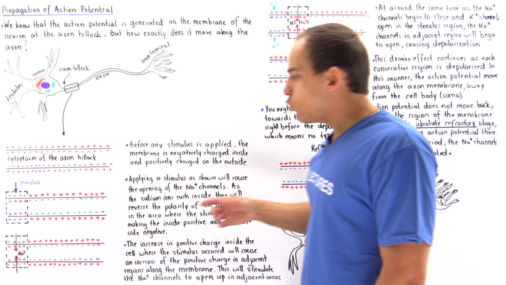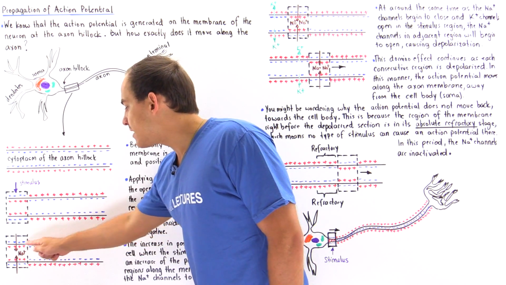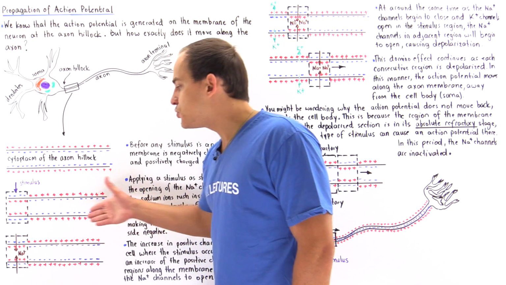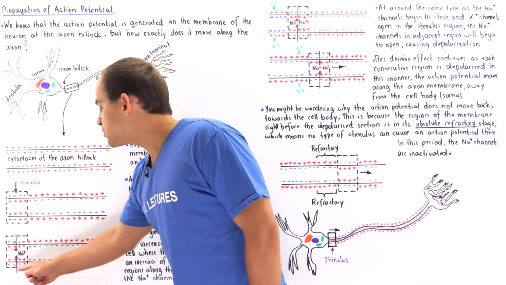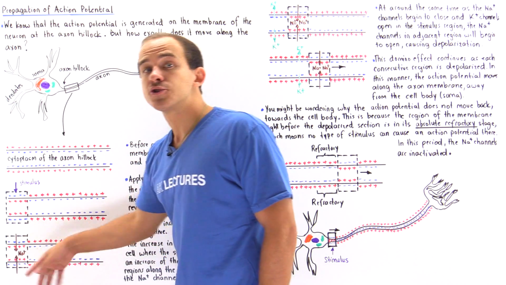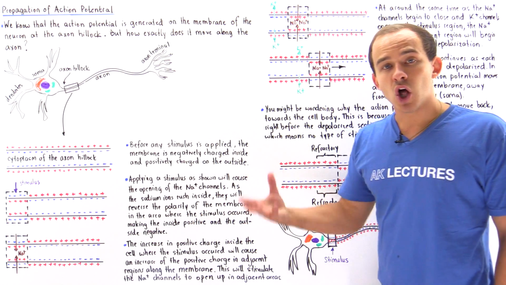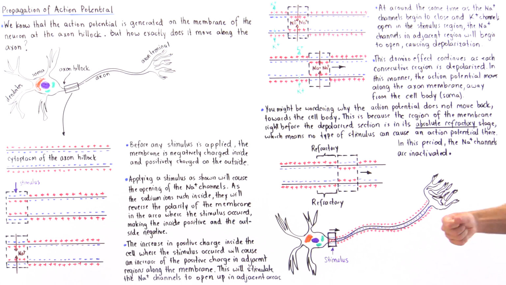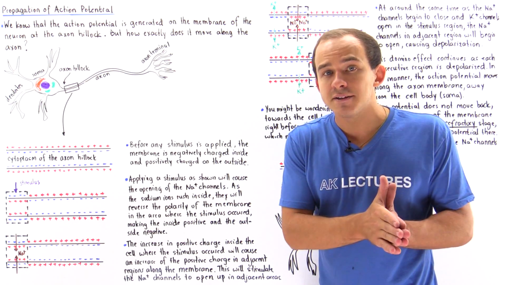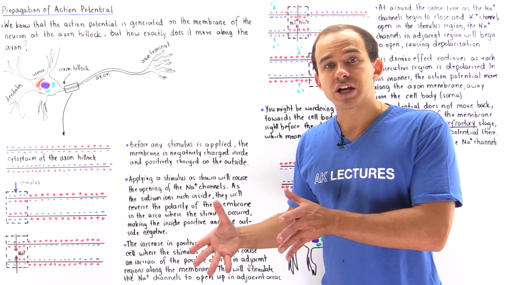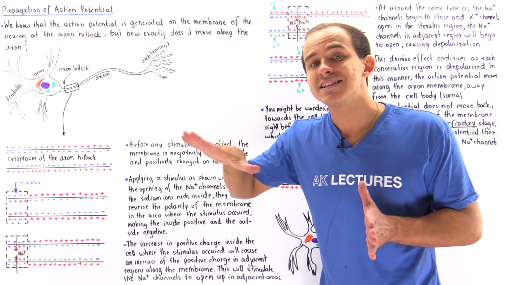So as soon as the sodium channels begin to open up on the adjacent region, the sodium channels where the stimulus actually took place begin to close. And as they begin to close, that will basically inactivate our sodium channels, and that will open up the potassium channels.